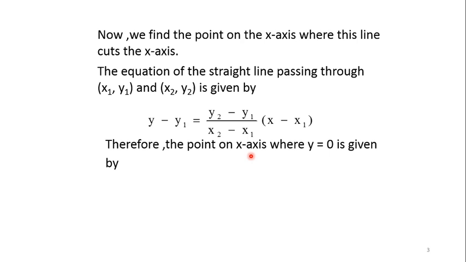Therefore the point on the x-axis where y equal to 0 is given by this. In this equation you put y equal to 0 and you get the point on the x-axis. After simplification this gives x equal to (x1 y2 minus x2 y1) upon (y2 minus y1).